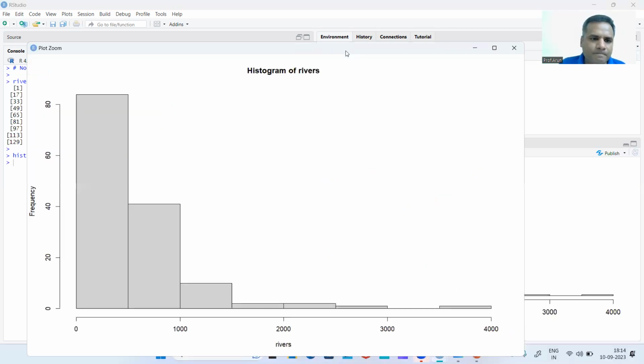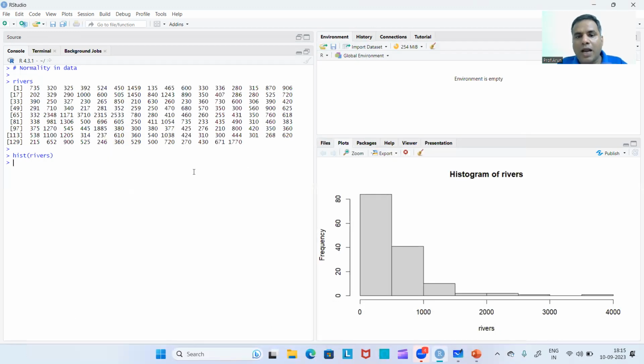Can you see this? This data is positively skewed. ये bell curve की तरह दिख रहा है क्या? Bell curve माने ऐसे bell की तरह होना चाहिए. It means the reverse data set is not normally distributed. Technically, you can't go for t-test.